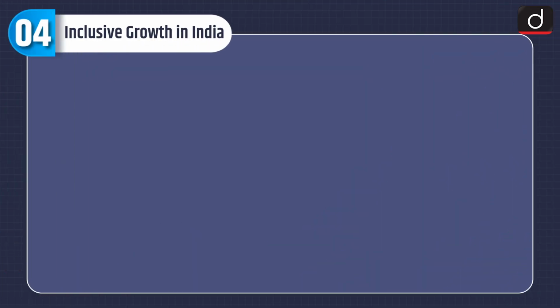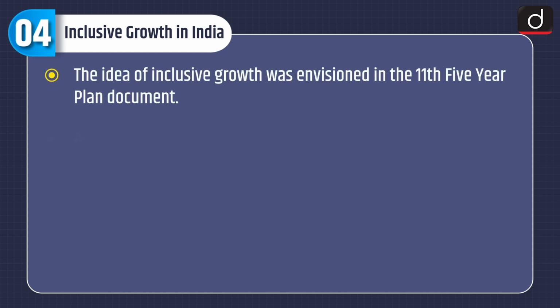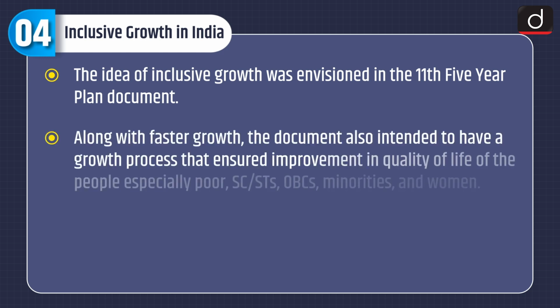Now let's have a look at the inclusive growth in India. The idea of inclusive growth was envisioned in the 11th 5-year plan document. Along with faster growth, the document also intended to have a growth process that ensured improvement in quality of life of the people, especially poor, SC/STs, OBCs, minorities and women.